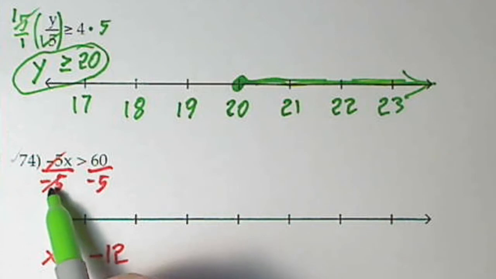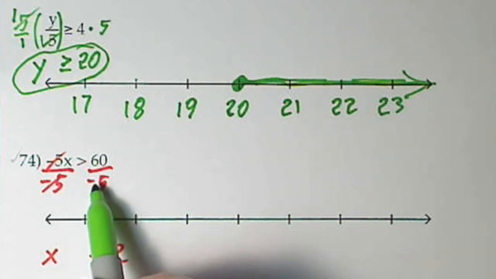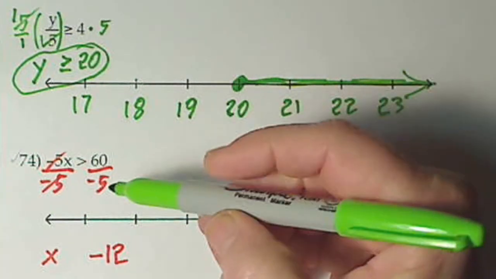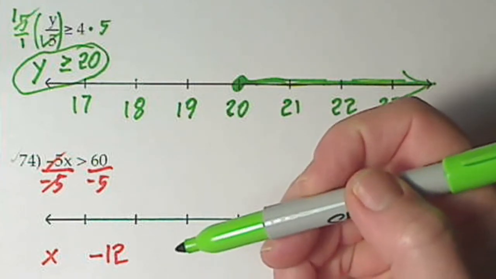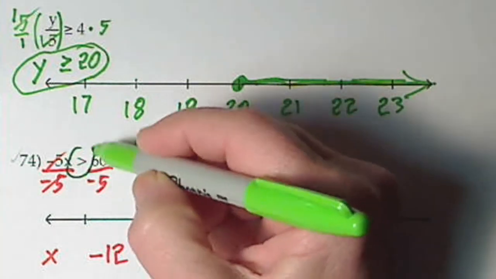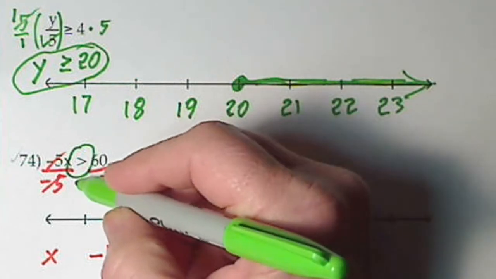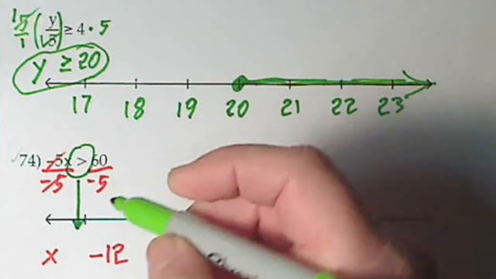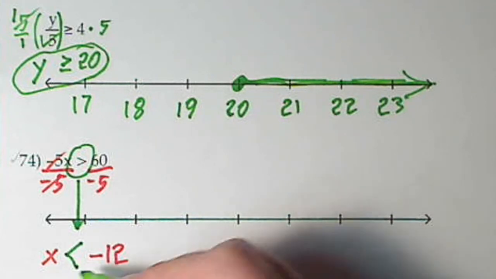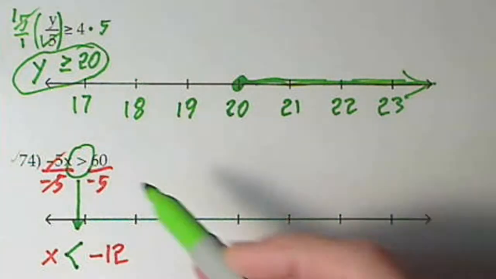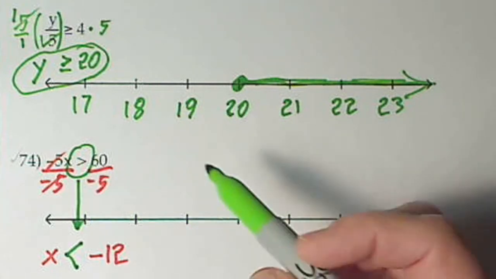Right here, I divided by a negative 5. Whenever you multiply or divide by a negative number, you have to flip the inequality sign. So notice down here, I had to flip the inequality sign, and that's because I just divided by a negative number.